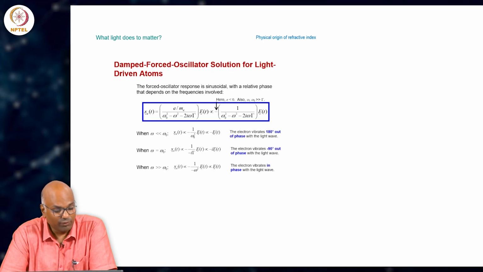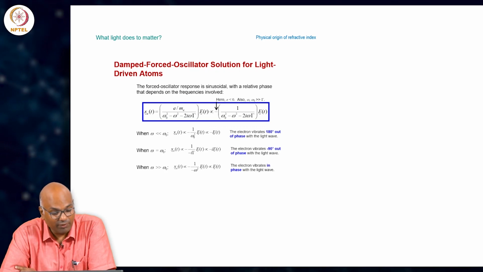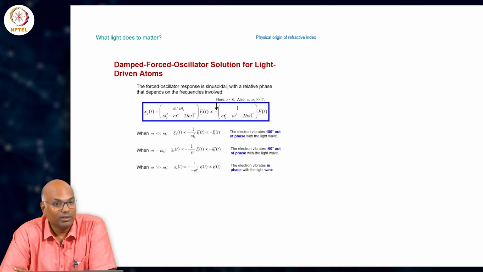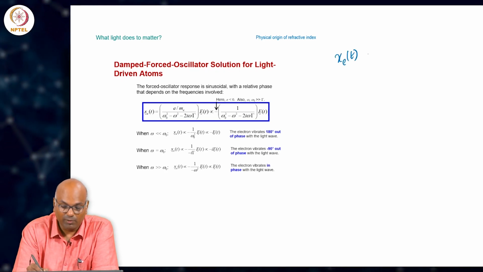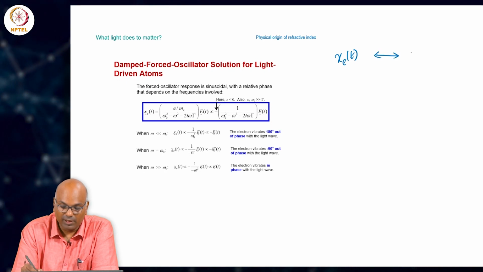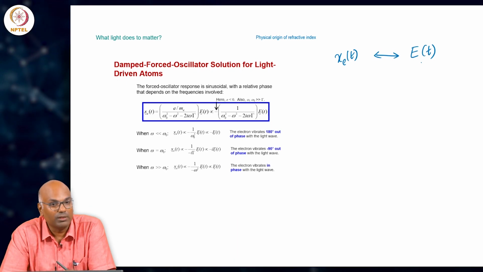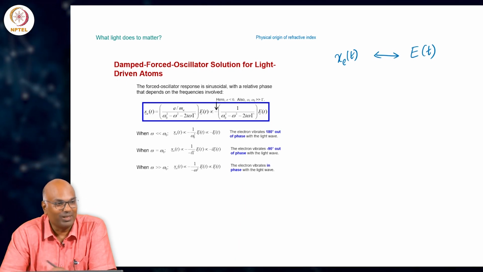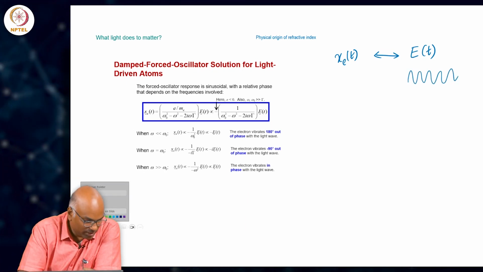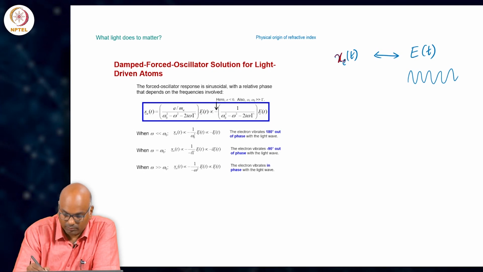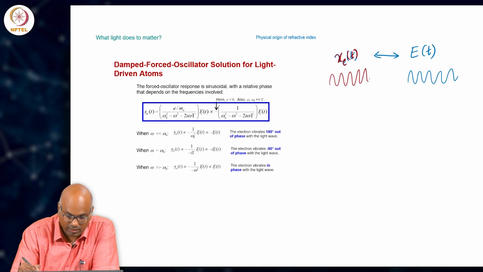The forced oscillator's response is sinusoidal, and the relative phase, what is the phase relative to? The relative phase between the displacement of the electron cloud vis-a-vis the driving electric field, both of which are time dependent quantities, and we saw that both of them are sinusoidal. So, this is one sinusoidal function, and this xc of t is another sinusoidal function.